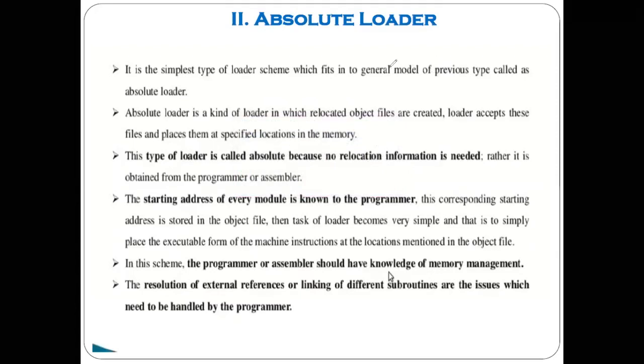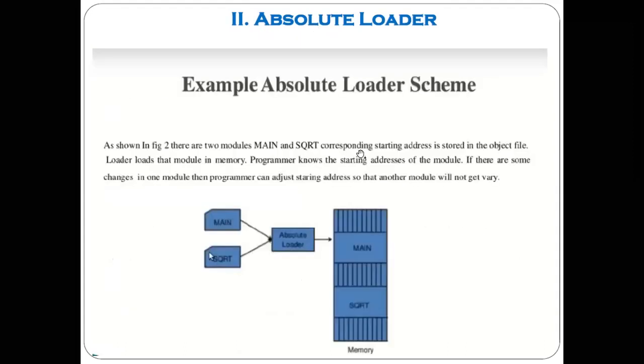Okay, the name given to this loader is absolute loader because this loader only performs the function of loading. It doesn't perform the functionality of allocation and relocation. That functionality of allocation and relocation is performed by the programmer or the assembler, and that is the reason the name given to this loader is absolute loader, because it has only one functionality to perform, that is nothing but the loading functionality. As you can see here, there is no presence of assembler in this main memory.